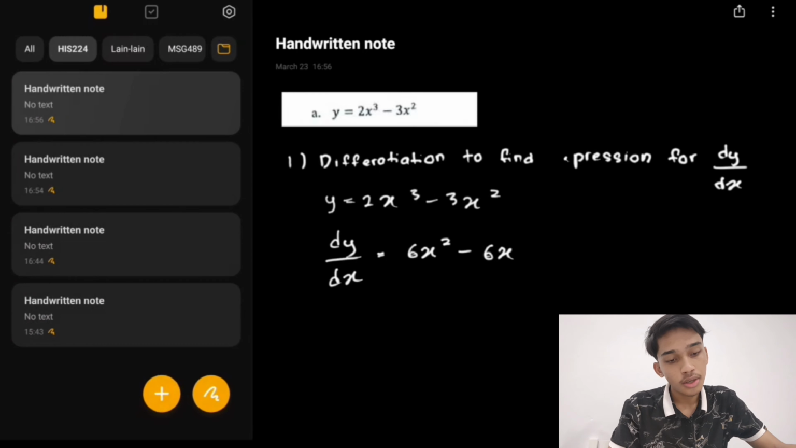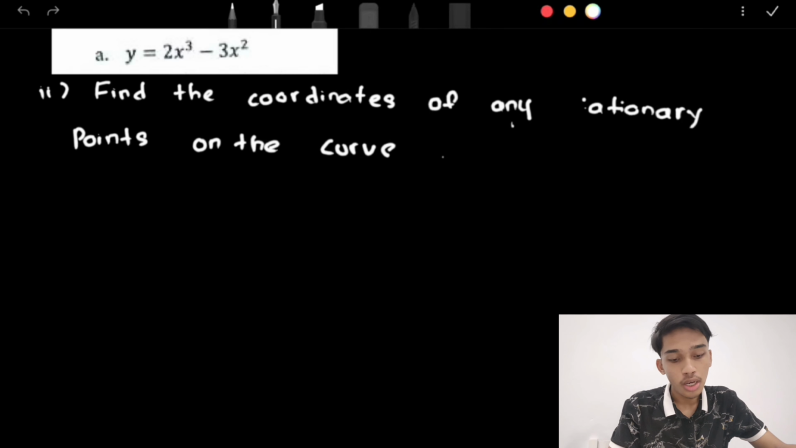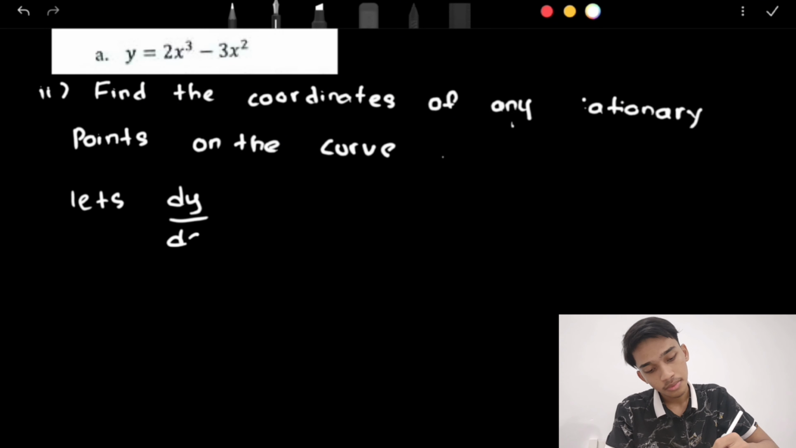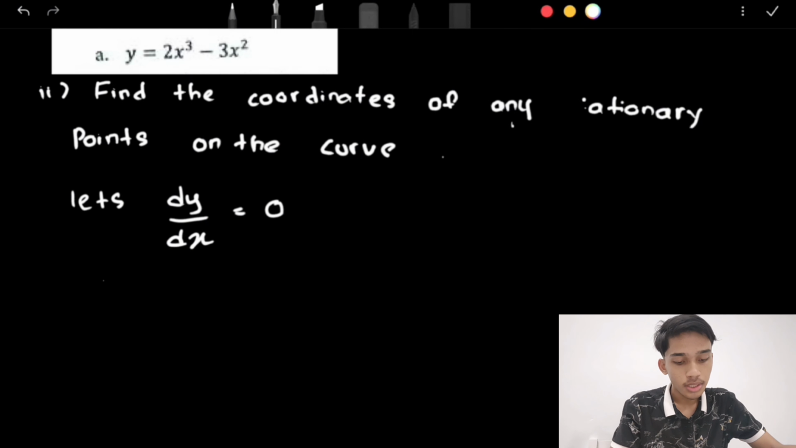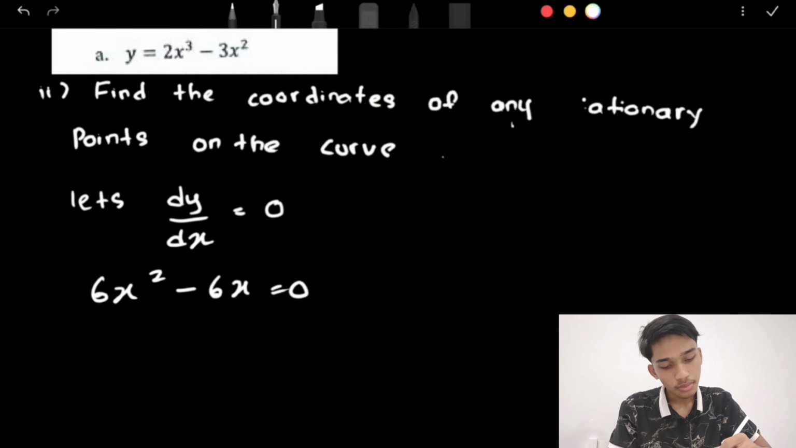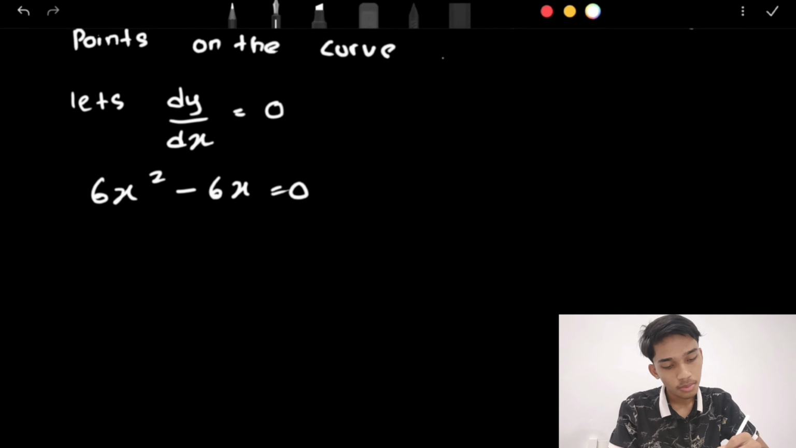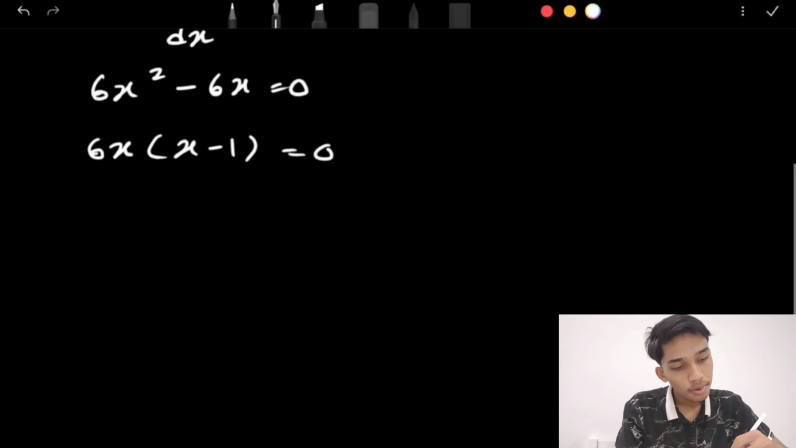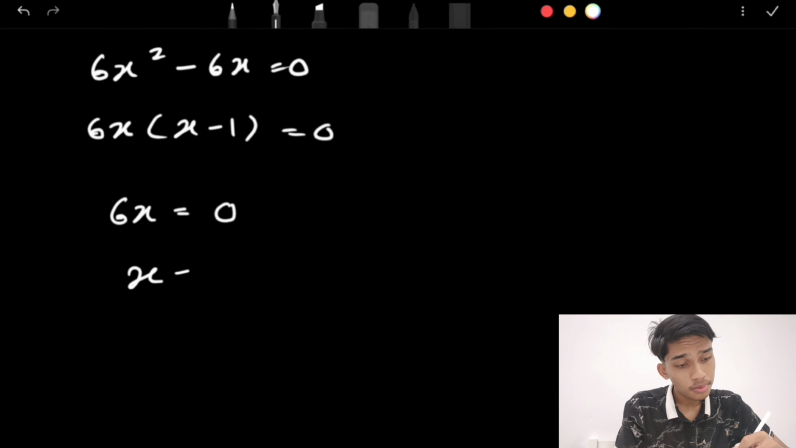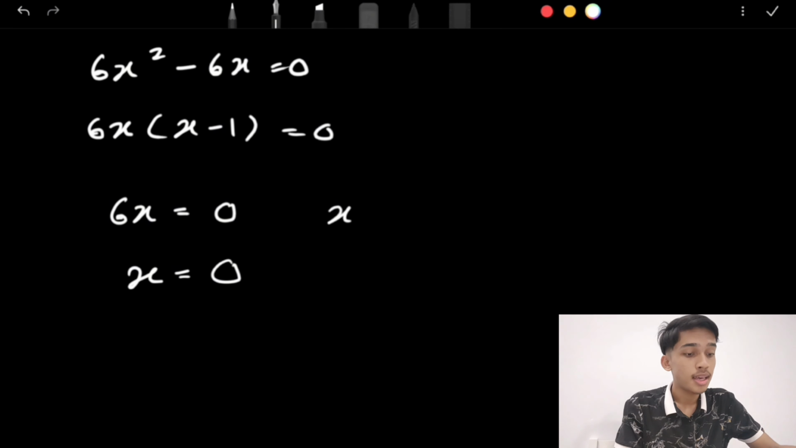Second, we have to find the coordinates of any stationary point on the curve. At a stationary point, let dy over dx equal 0. So 3x squared minus 6x equals 0. After we factorize, 3x(x minus 2) equals 0. We get x equals 0 and x equals 2.